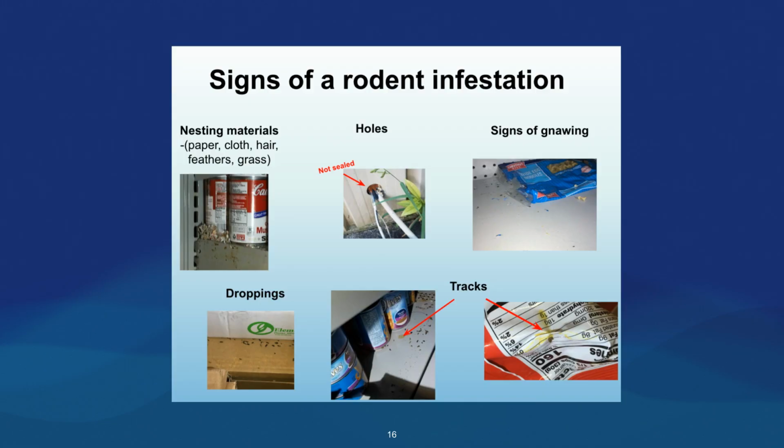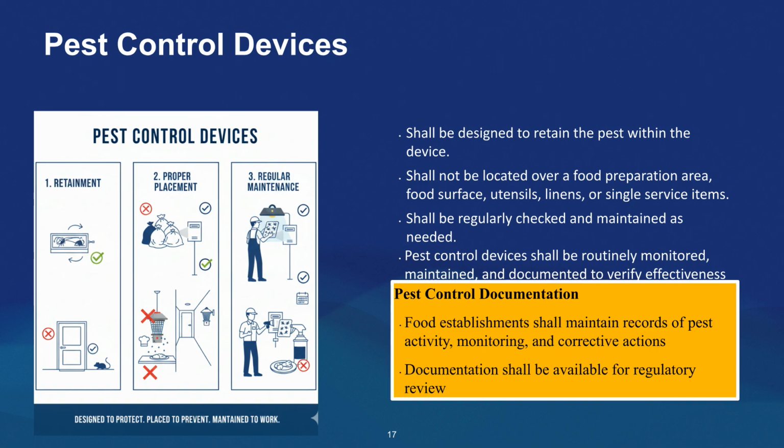Pest control devices must be designed to retain the pest and should not be located over food preparation areas or food contact surfaces. They should be checked, maintained, and documented routinely to verify effectiveness and prevent contamination. Types of pest control devices include bug lights, fly strips or tape, glue boards, spring traps, bait stations, and food-grade pesticides applied by a licensed pest control operator.